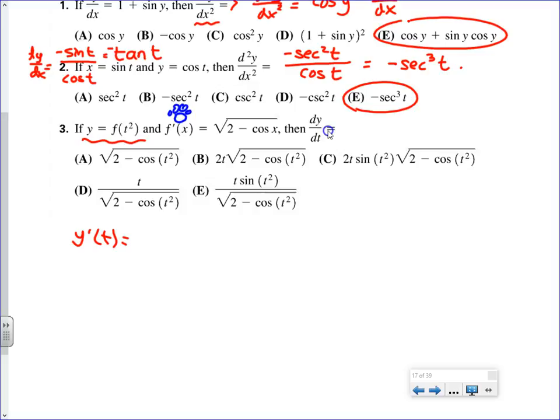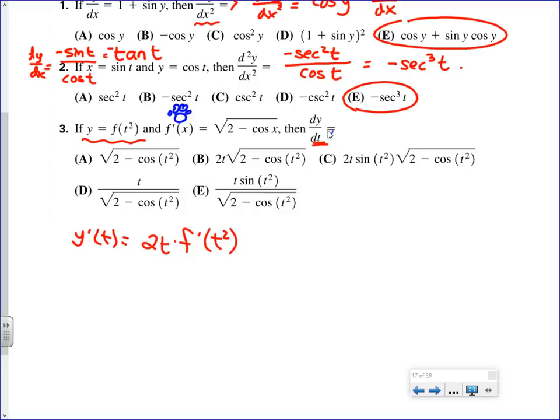They ask for dy/dt, and they give me y. So solve for the derivative. I have f of t squared. How do I take the derivative of this? 2t. Wait, f prime of what? Of t squared. Derivative of the outside: f prime of t squared, times 2t. Right?